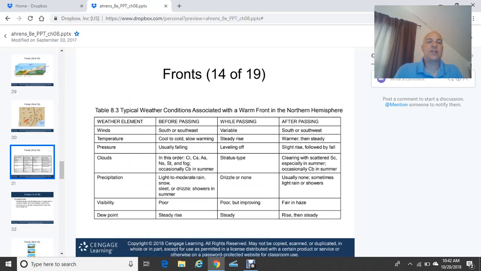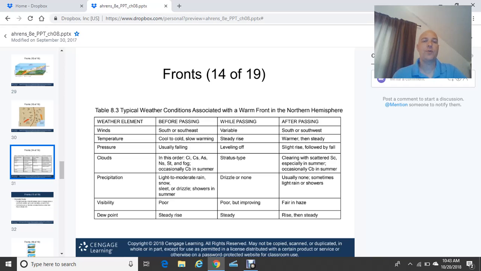All right, so here are the typical weather conditions associated with a warm front in the northern hemisphere. So notice, we're talking about the same elements we did with the cold front table: winds, temperature, pressure, clouds, precipitation, visibility, and dew point. So before passing, the winds in the northern hemisphere with a warm front are typically out of the south or southeast. While passing through, those winds become variable, and then after the warm front passes, the winds become more south. More typically, they become southwest after warm frontal passage.